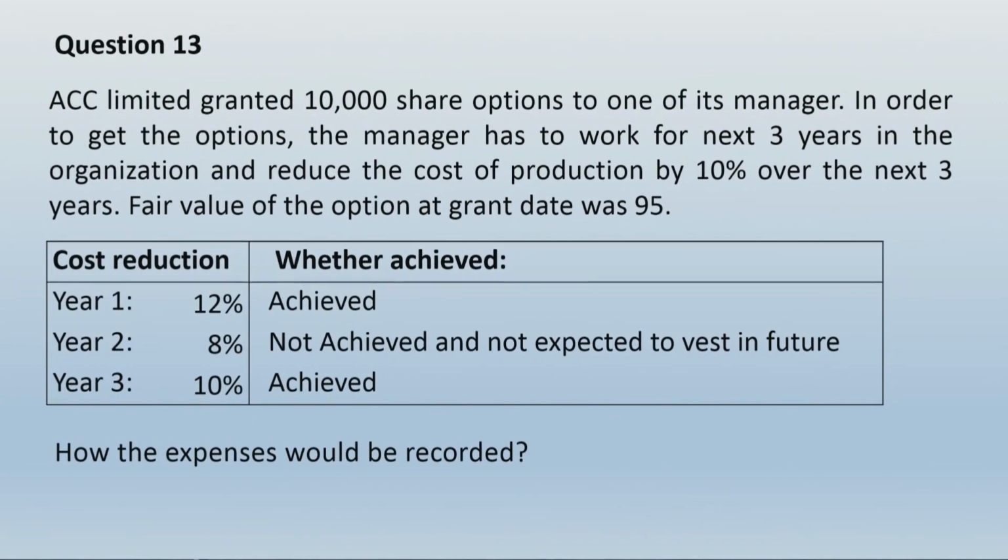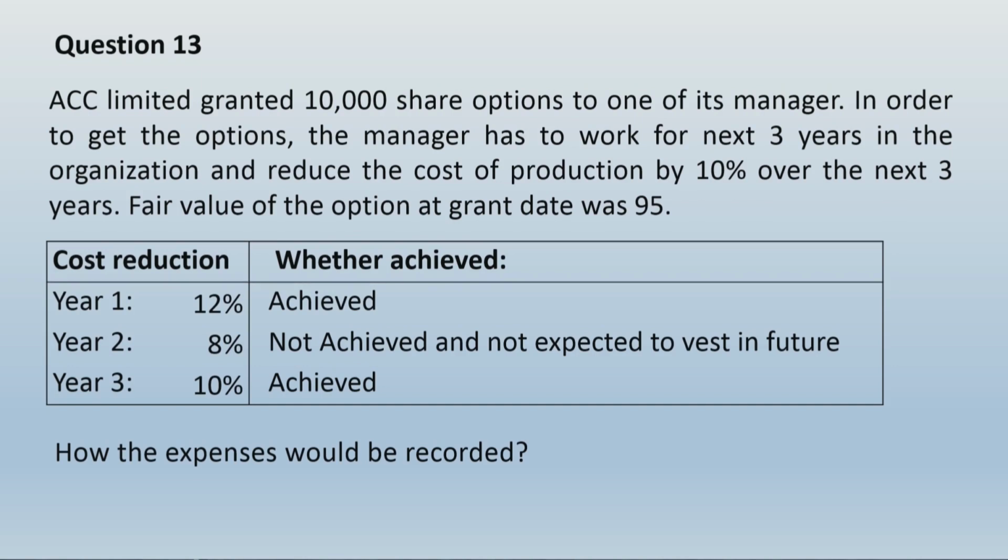ACC Limited granted 10,000 share options to one of its manager. In order to get the options, the manager has to work for next 3 years in the organization and reduce the cost of production by 10% over the next 3 years. Fair value of the option at the grant date was 95. Now they have given year wise cost reduction whether achieved or not. In year 1 the status is cost reduction is by 12% and the target is definitely achieved.